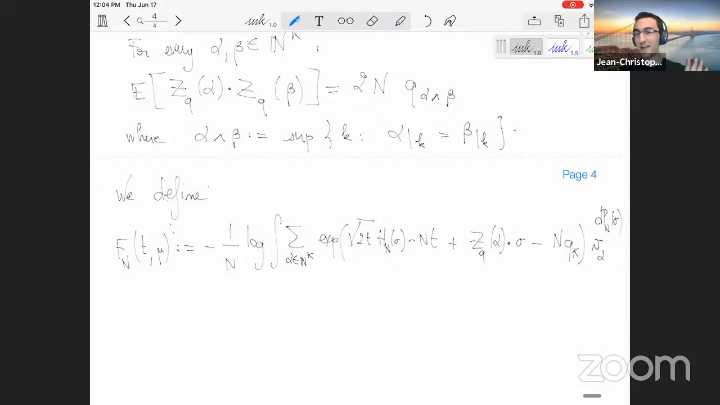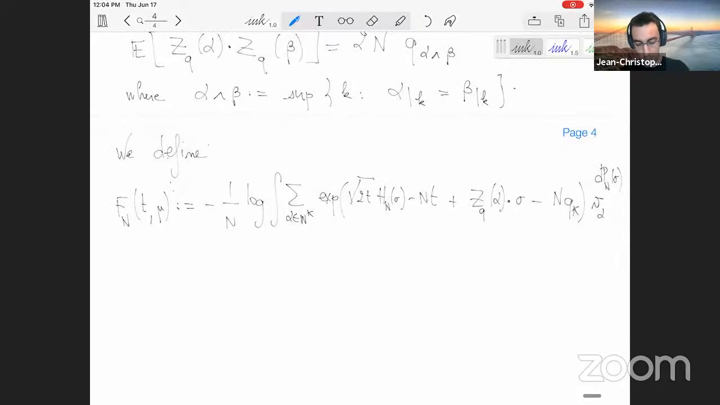And now I swear I'm not going to change it anymore. That was our initial guess. That was not good enough, but now this one is the right one. And this is still a random object, so we're also defining its expectation. Okay, does it make sense?